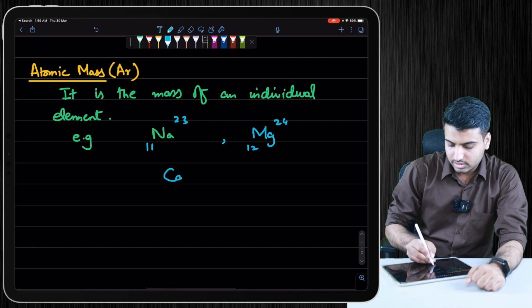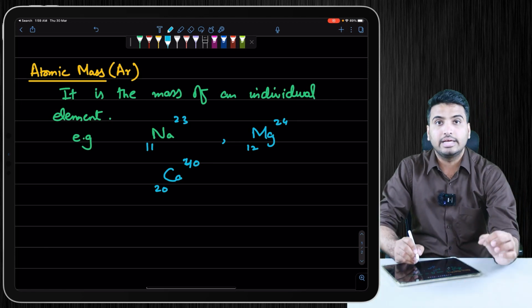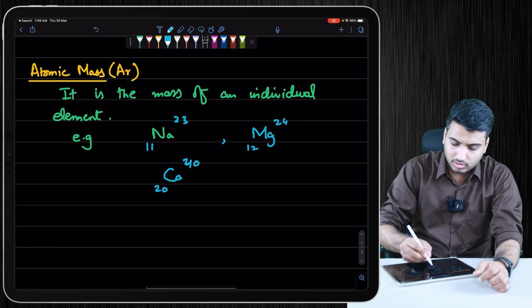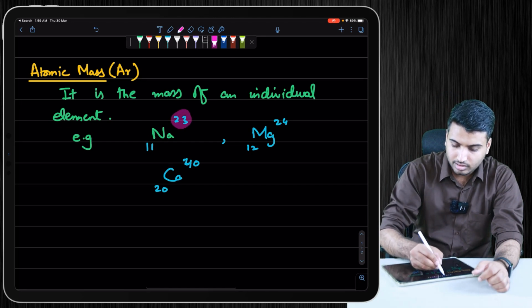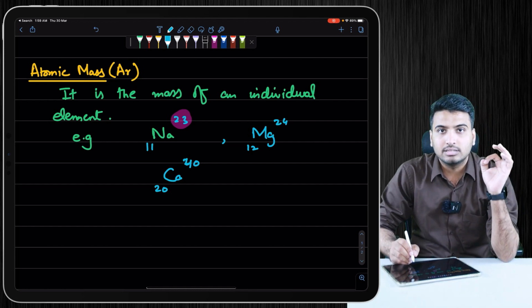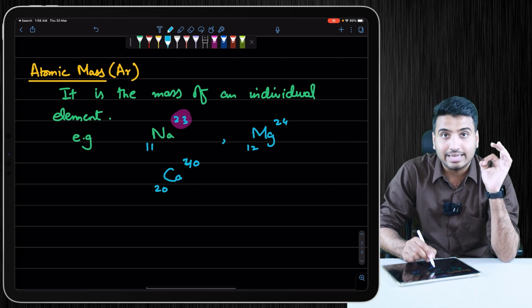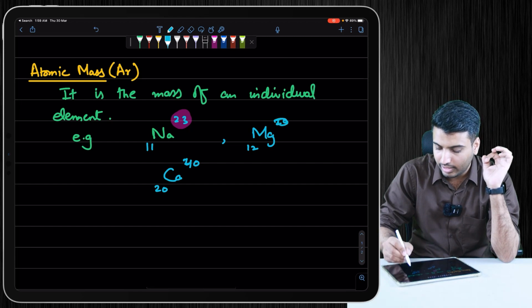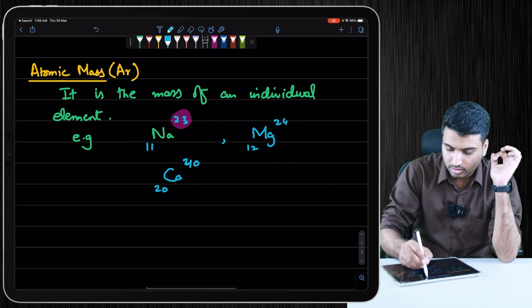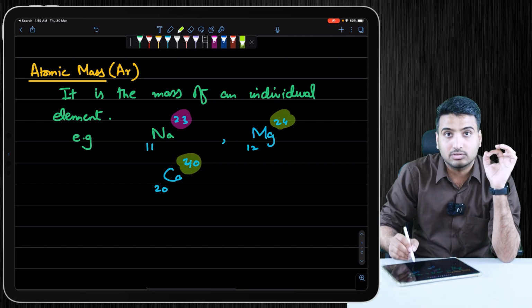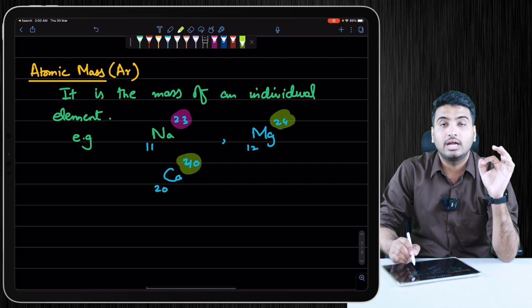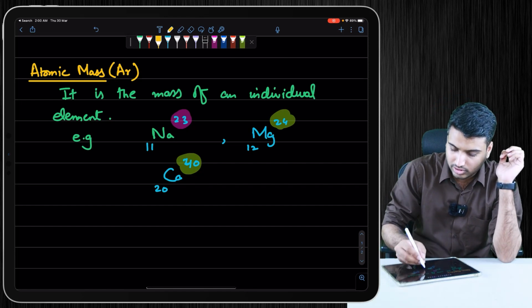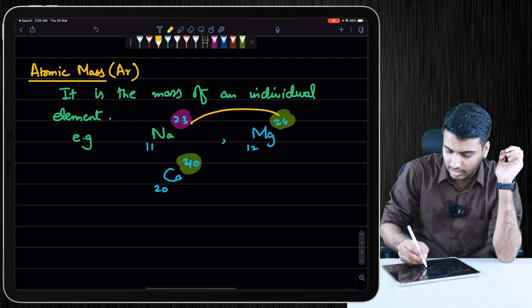Calcium is 20 and 40. So this greater number is basically its mass. This greater number, which is 23 in the case of sodium, 24 in the case of magnesium and 40 in the case of calcium, this larger number indicates atomic mass.